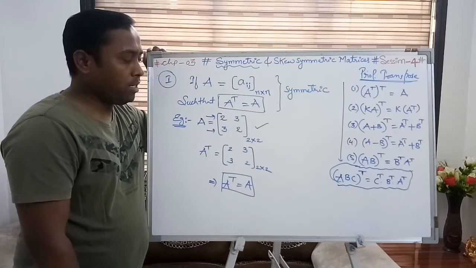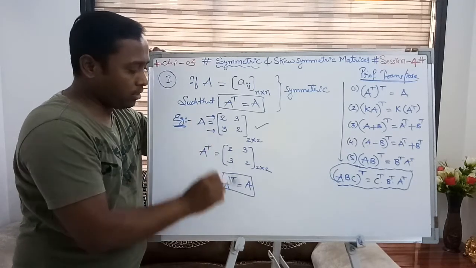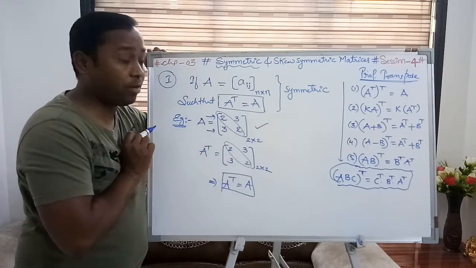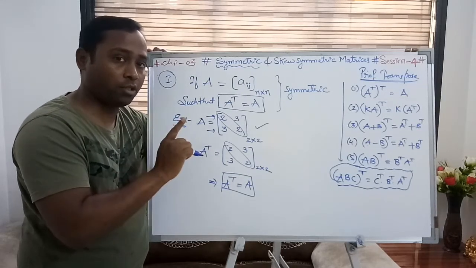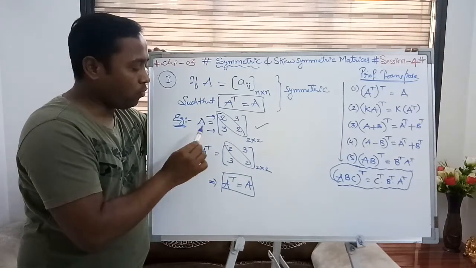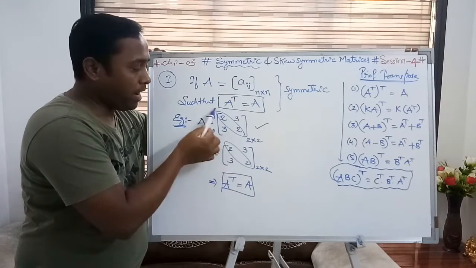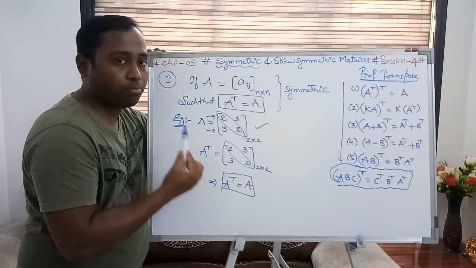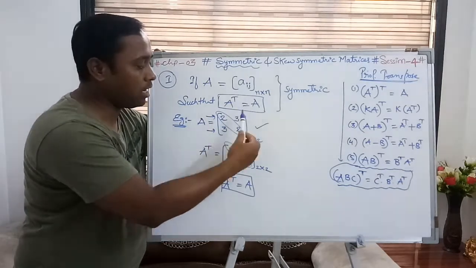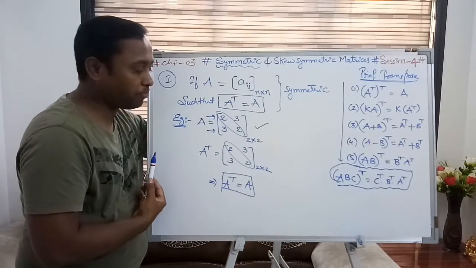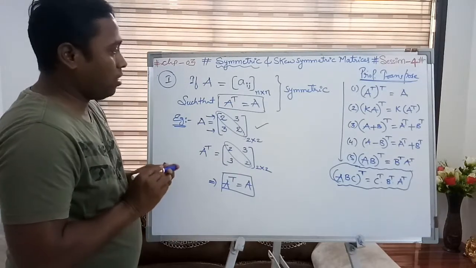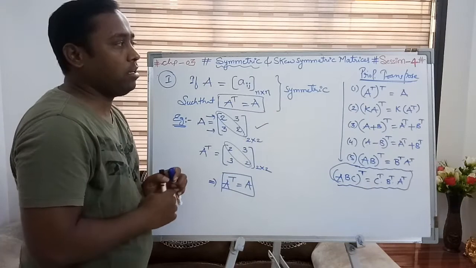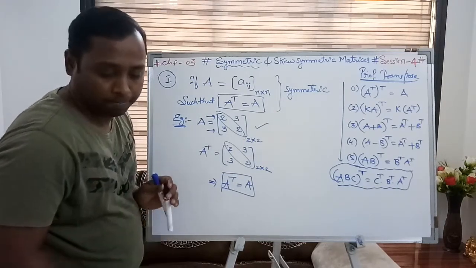So you can just remember that while doing the transpose, the diagonal elements will not change their position. This is a common observation: while doing the transpose, the main diagonal elements, the principal diagonal elements, never change their position. The rest of the elements change their position. Fine. So now we have understood the definition of a symmetric matrix. Now we'll move on to understand the skew symmetric matrix.